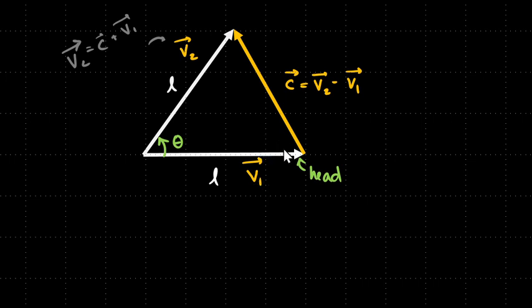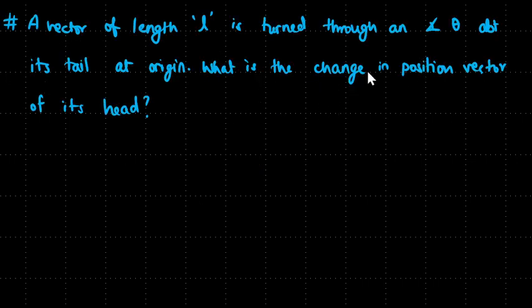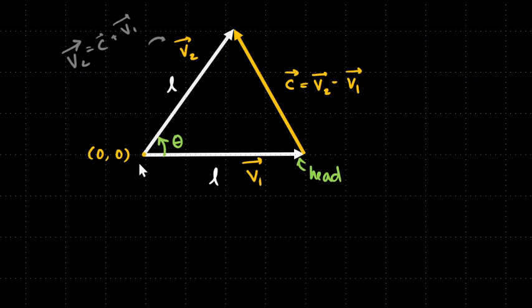A quick thing that I forgot to write is that this is at 0, 0, so this is at origin. Since this is at origin, vector v1 and vector v2 are position vectors as well, generally represented by vector r with some subscript. The change in the head is going to be this. Also, if there is a question about the change in position vector of its tail, it's going to be 0, since the tail is not moving at all. I think that's pretty clear.